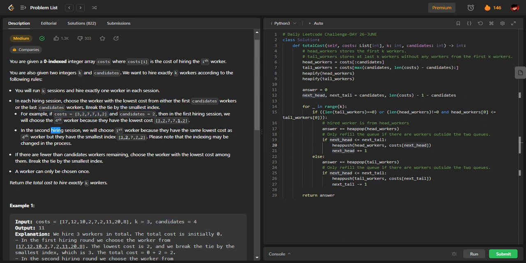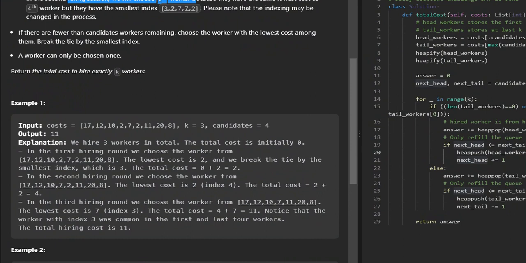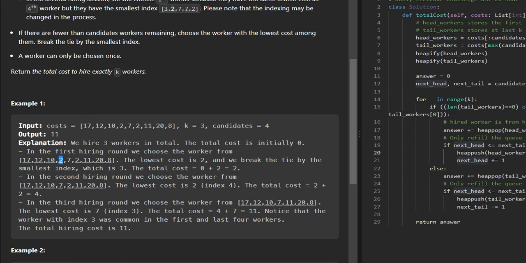In the second hiring session, we will choose the first worker. What is happening is, after selecting the first four and the last four, we have to choose among those selected ones the one which has the smallest value. Suppose two values are the same, then we have to select the one with the lowest index. I will again repeat. This is the array of cost given to us, and we are going to hire these many candidates, but how the hiring is going to happen is a bit of a puzzle.